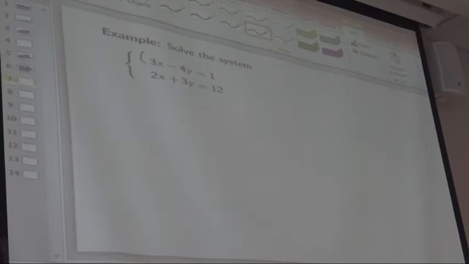If I want to remove the y component, then I have to make the 4 and the 3 the same number, which is 12. So I multiply by 3 and multiply by 4, which makes 9x minus 12y equal to 3, and then we have 8x plus 12y equal to 48.